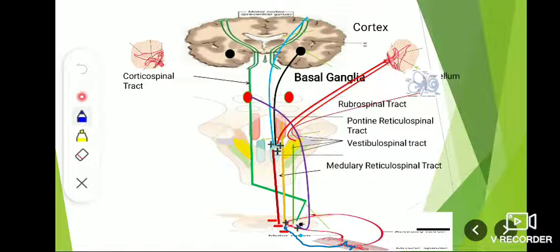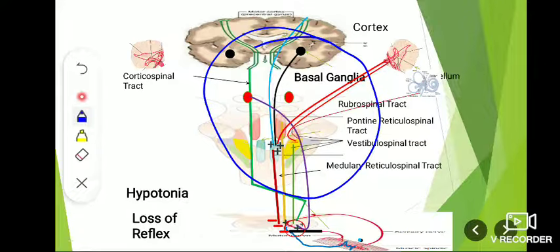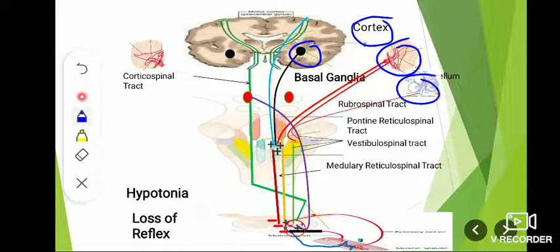Now in this experiment you can see this is our basic level. Hypotonia, loss of reflexes, with everything available. Means despite everything being available, when it is cut, we'll find that there is a loss of tone, loss of reflexes despite everything being present. Cortex is present, basal ganglion is present, cerebellum is present, but despite that, if the nerve is simply cut off, all tone is lost.